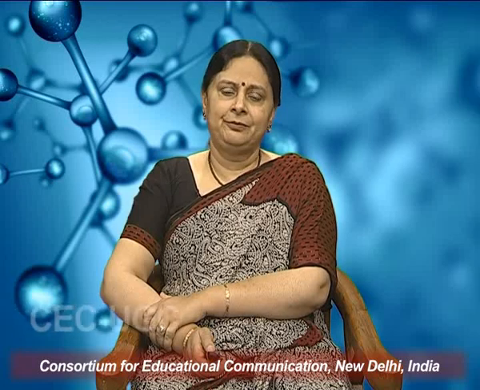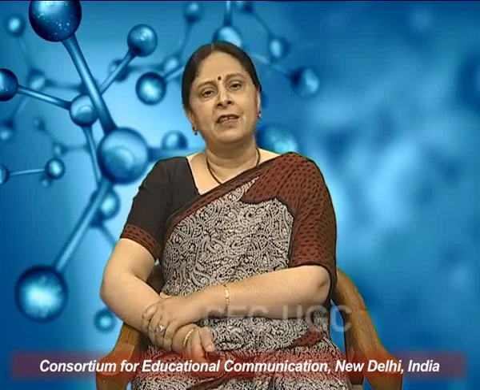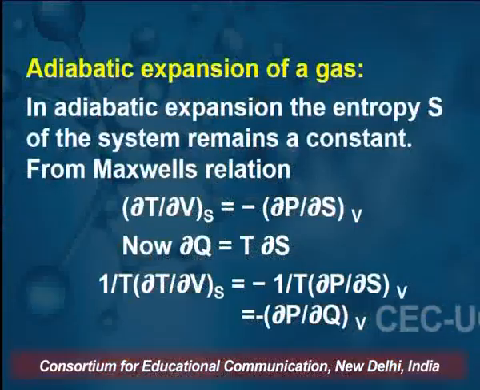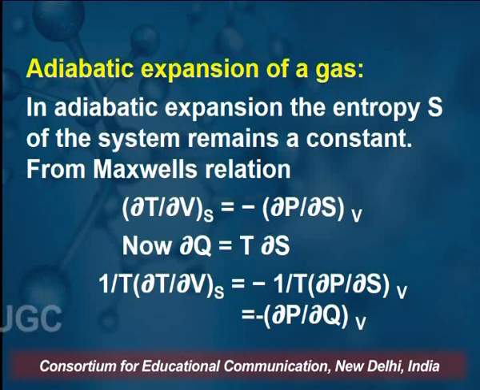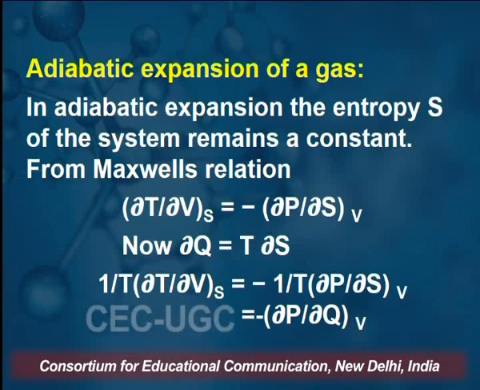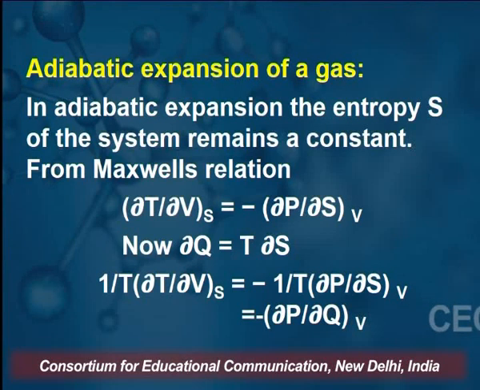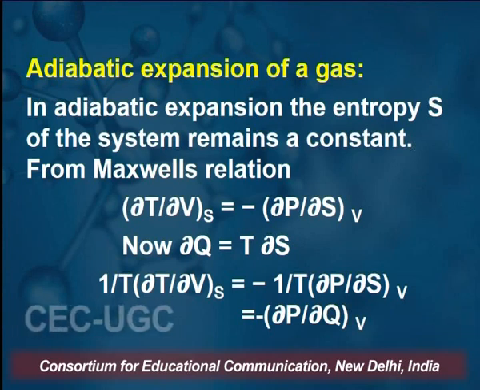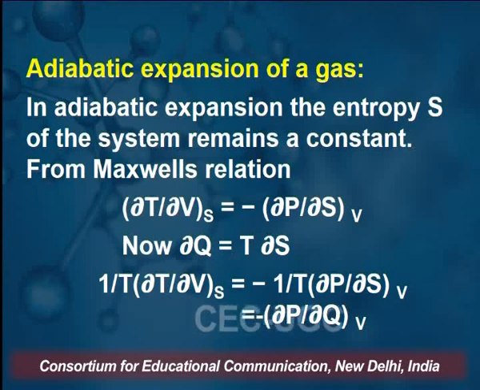Let us consider the adiabatic expansion of a gas. In adiabatic expansion, the entropy S of the system remains constant. From the Maxwell's relation, we have (∂T/∂V) at constant S is equal to minus (∂P/∂S) at constant V. You will appreciate the negative sign here. This is because S, P, T and V are occurring in the anti-clockwise direction.